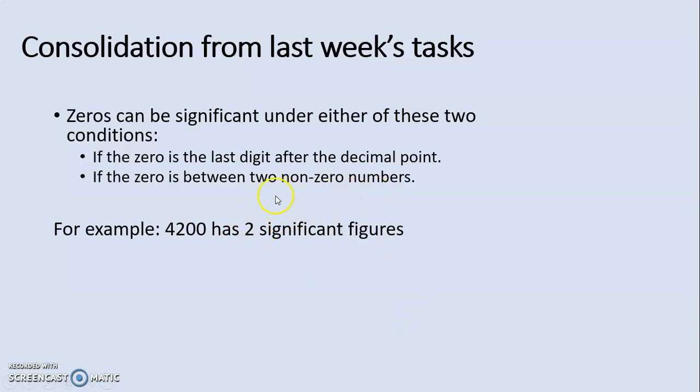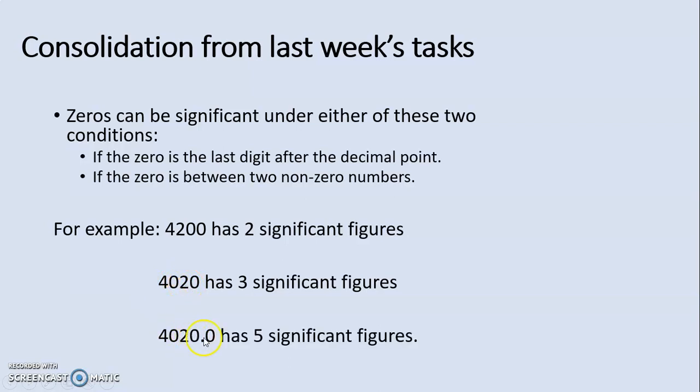For example, 4,200 has two significant figures, the 4 and the 2. 4,020 has three significant figures, the 4, the 0 and the 2. And 4,020.0 has five significant figures. In this situation, all of them would be significant because the 0 is the first number after the decimal point, so it is also significant.